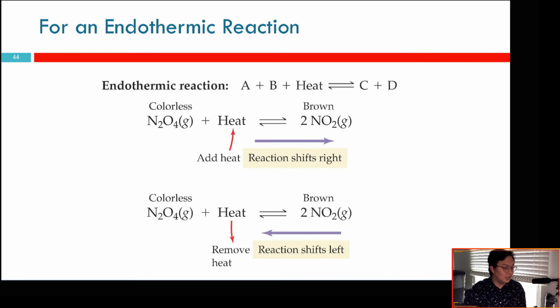For our endothermic reaction, the opposite is true. Because we have heat as one of our reactants, when we add more heat, that shifts us to the right. And when we are removing heat, the reaction shifts back to the left.